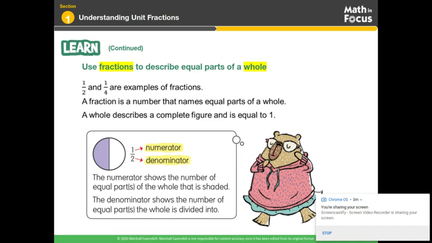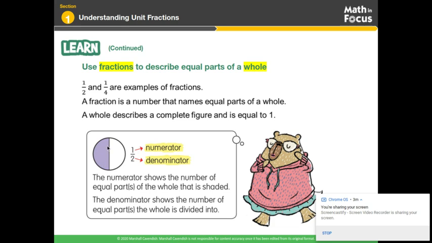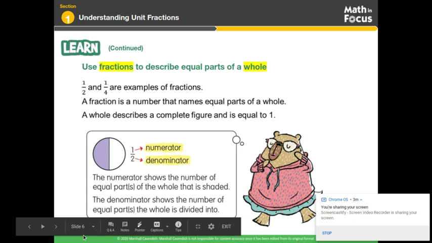The numerator, the top number in a fraction, shows the number of equal parts of the whole that is shaded. 1 part is shaded. The denominator of a fraction shows the number of equal parts the whole is divided into. So this circle, boys and girls, has 2 equal parts. 1 part is shaded. So we say that 1 out of 2 parts is shaded, and we read it as 1/2. The top number in a fraction is the numerator, and the bottom number in a fraction is the denominator.